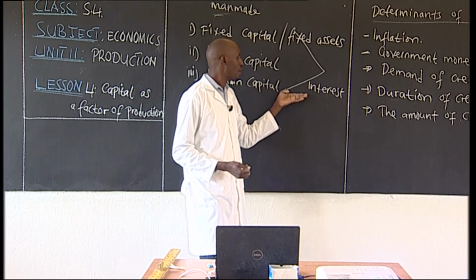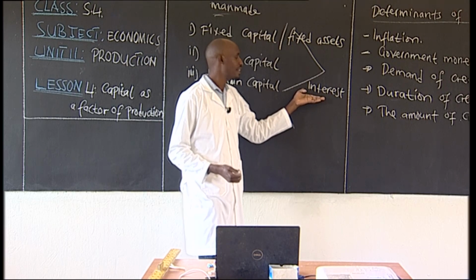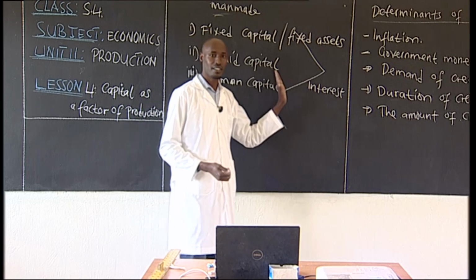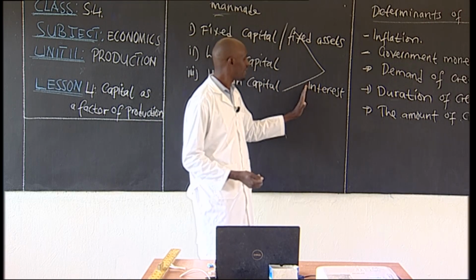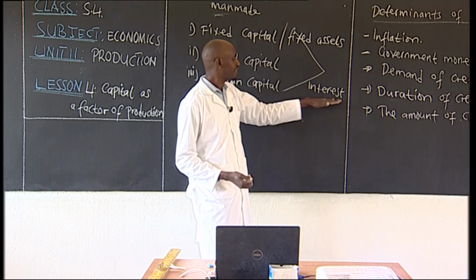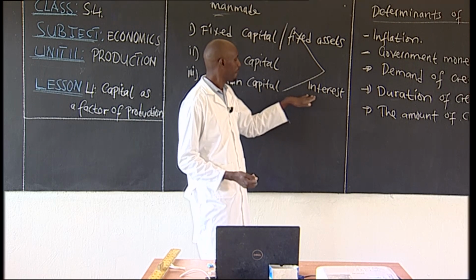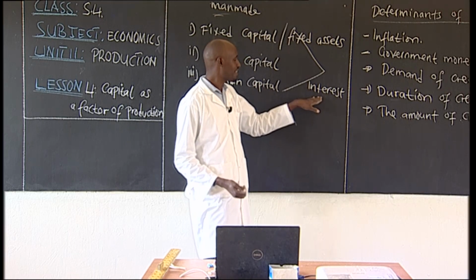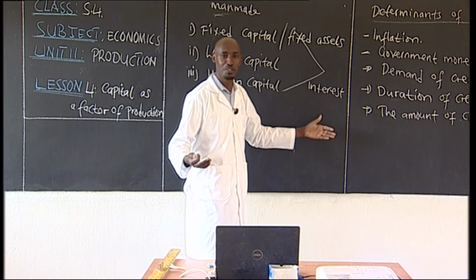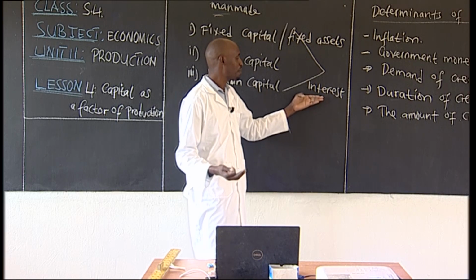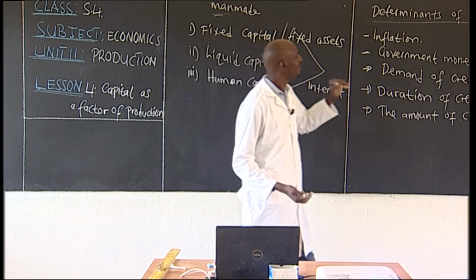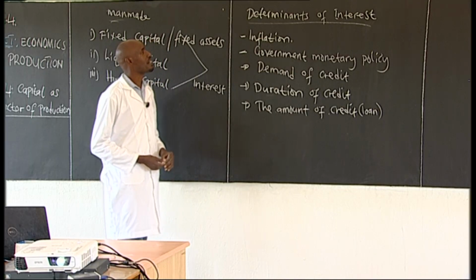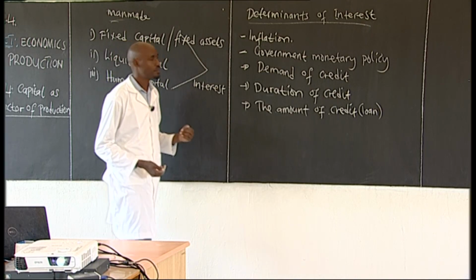Then we talked of the reward. The reward for capital is interest. Then I remember telling you that for land, it was rent. I emphasize this because I know you will be asked, what's the reward for land? What's the reward for capital? Capital, it is interest. Then we went on and looked at the determinants.